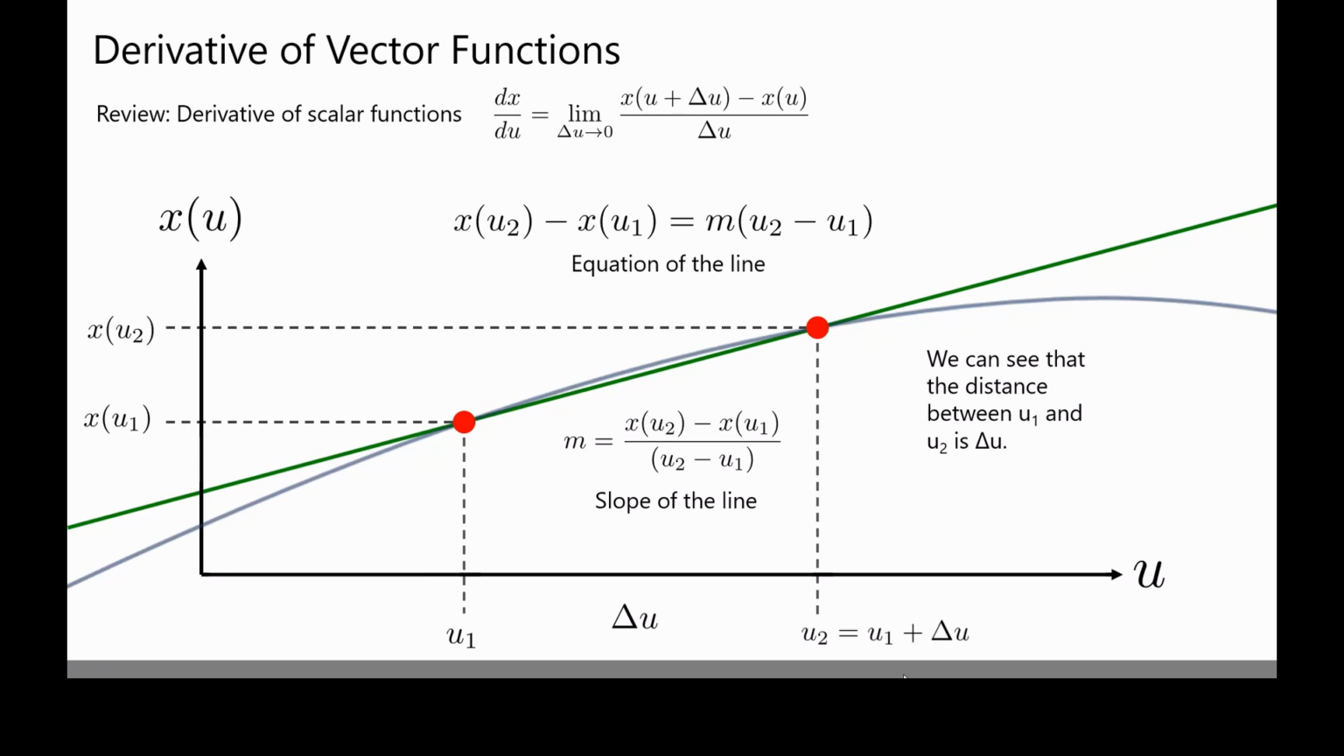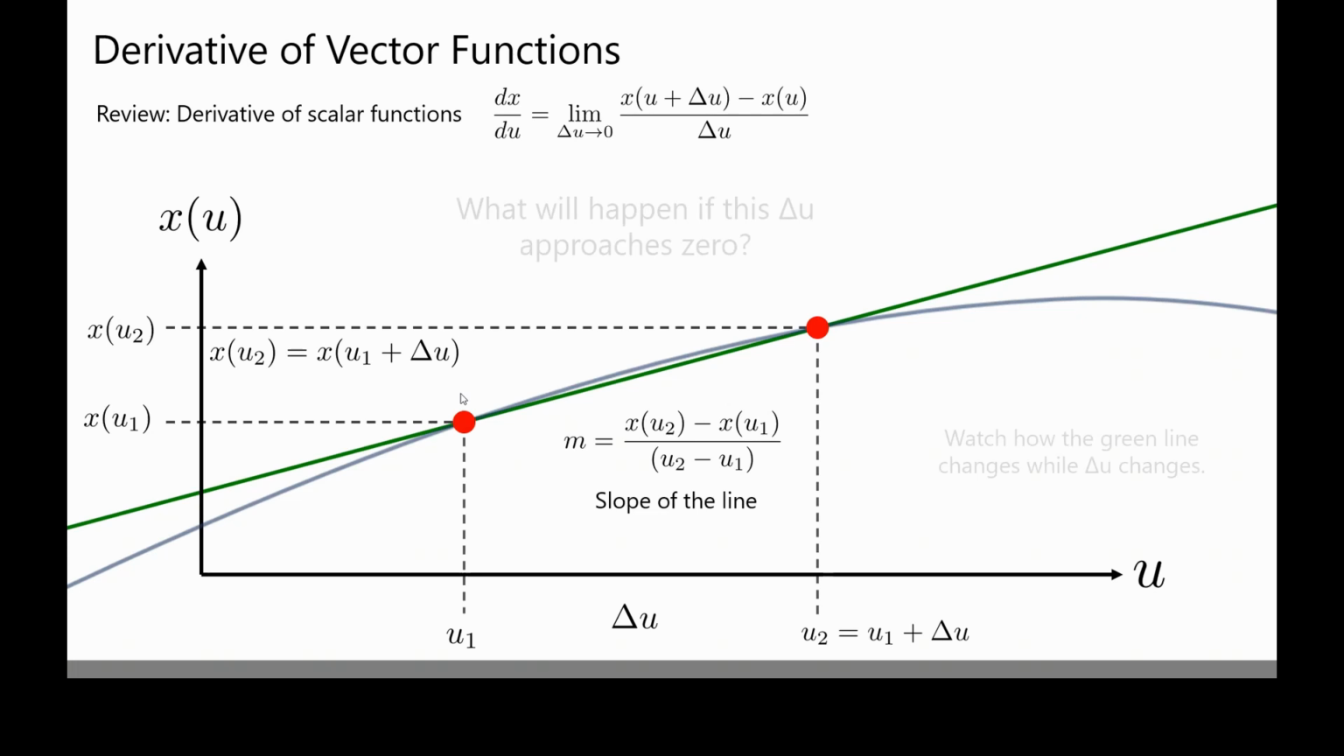So for clarity, you can also change that in the x. Tada! So x(u2) is equal to x(u1 plus delta u). So this is where your definition up here comes from. x is dependent on u, so whatever changes on u will have an effect on x. So what will happen if this delta u approaches 0? You should watch the green line. How does the green line change over the change in u?